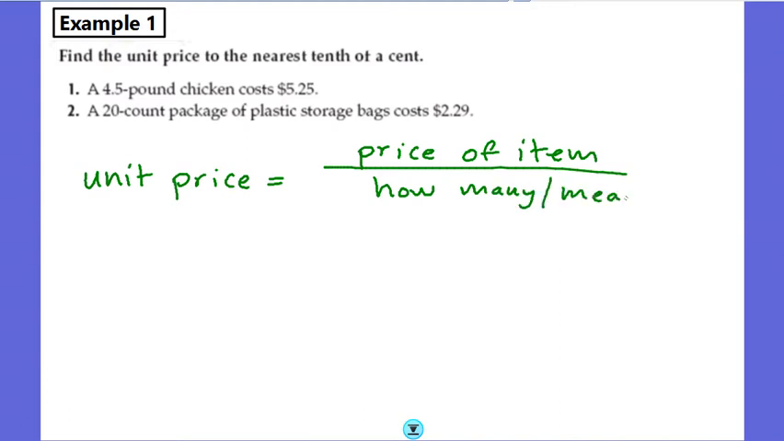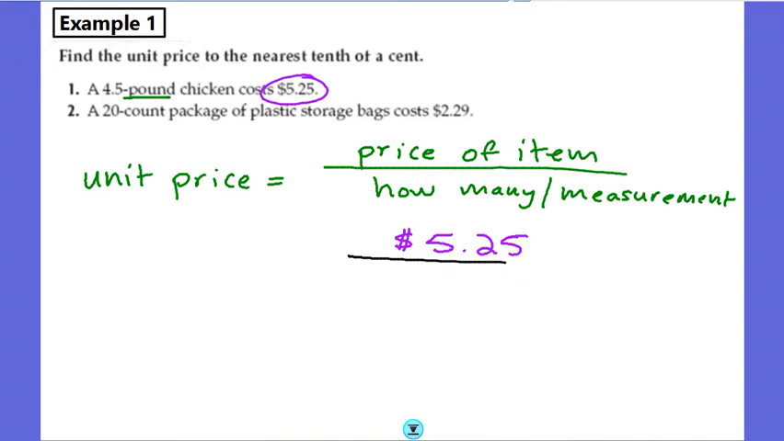So what am I measuring this item in? It's chicken, so I don't have cans of chicken in this case. I have pounds. So I'm measuring in pounds for number 1, and I have the price over here at $5.25. All I have to do to find the unit price of the chicken is take $5.25 and divide by how many pounds of chicken I have, which in this case is 4.5 pounds.